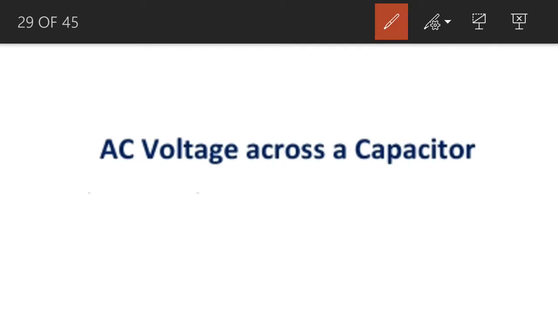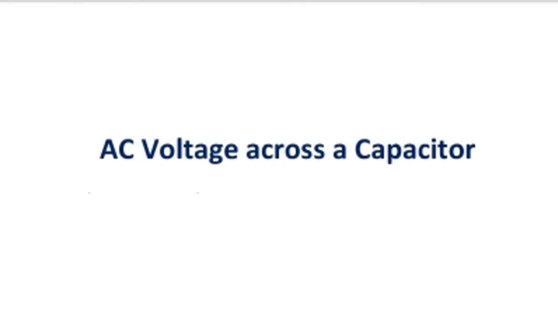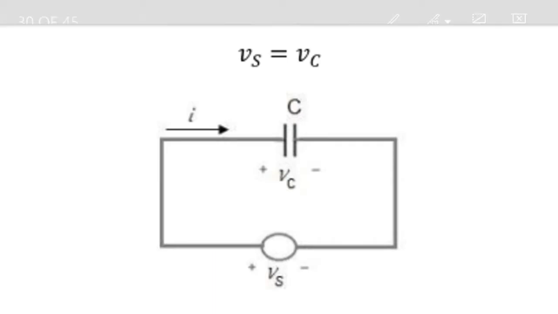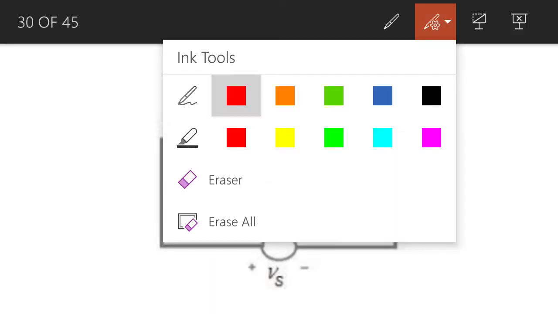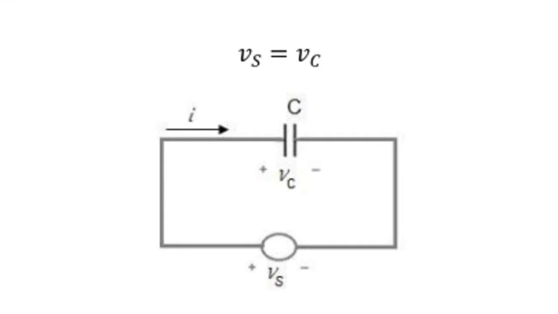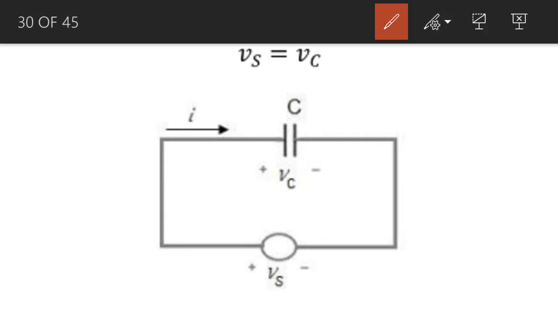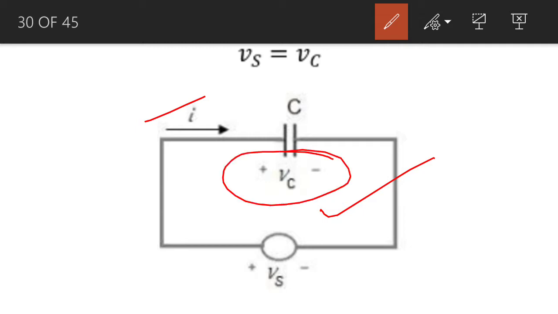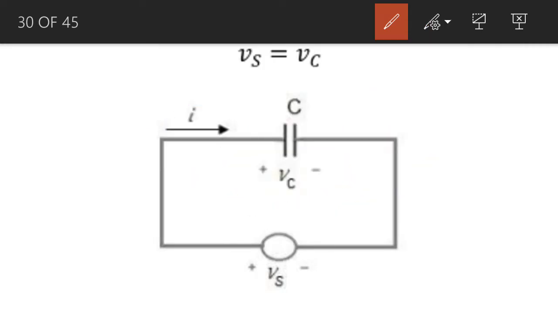We consider AC voltage across a capacitor. So let us apply an AC voltage across the capacitor. The AC voltage across the capacitor results in AC current, and this AC current results in a voltage drop across the capacitor. If we apply KVL to this loop, according to KVL, the voltage across the capacitor is equal to voltage across the source.